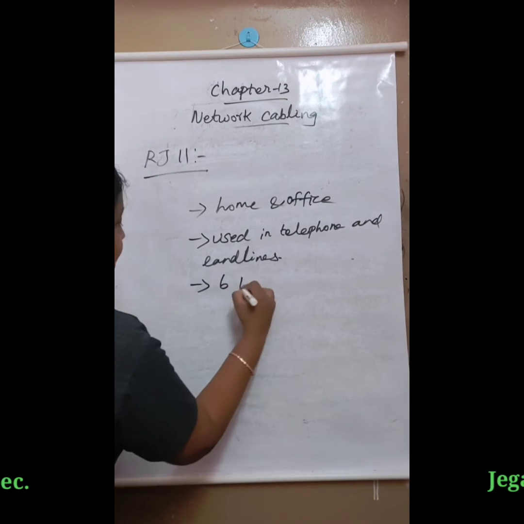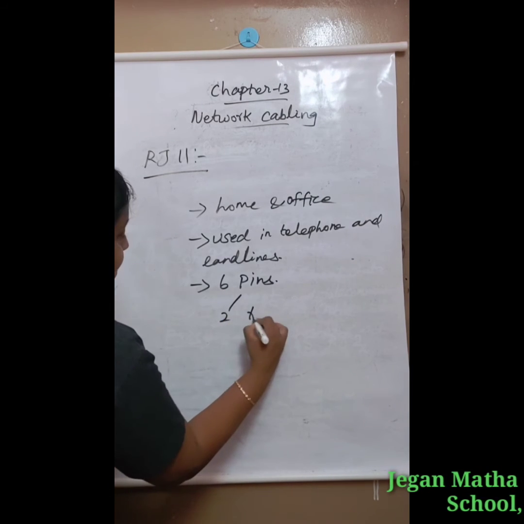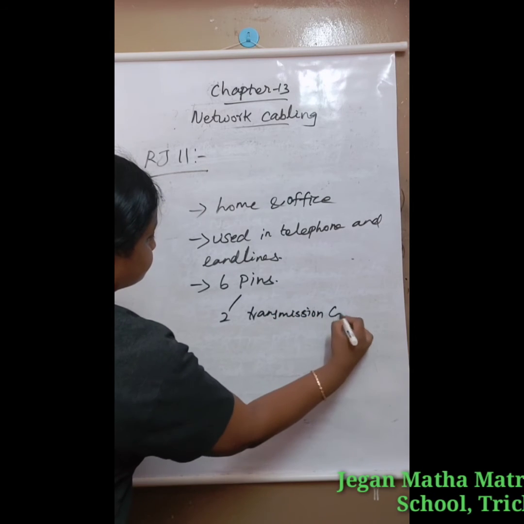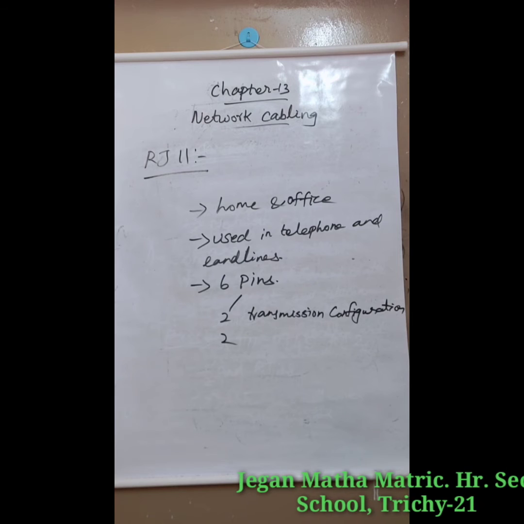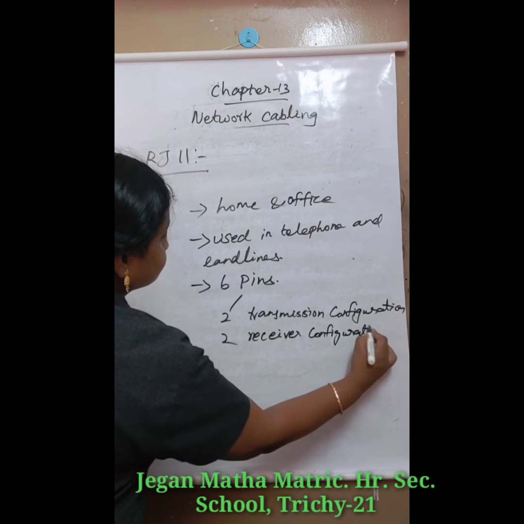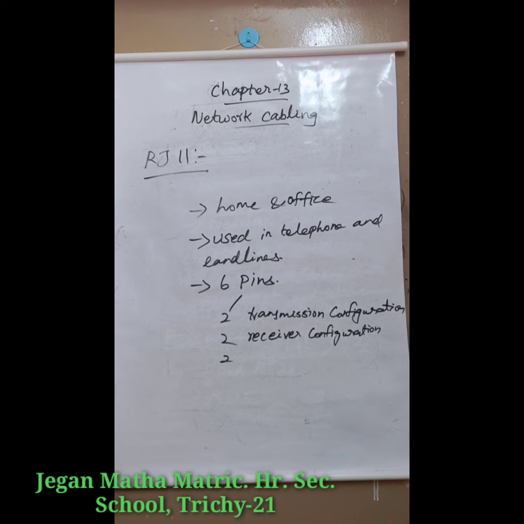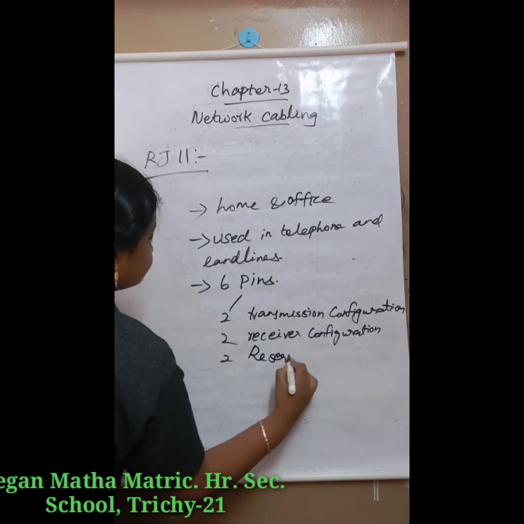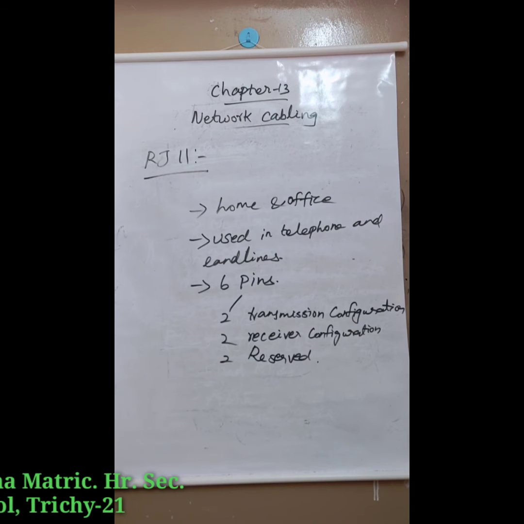When we look at the pin details, in RJ11 we use 6 pins. 2 pins give the transmission configuration, another 2 pins are used for receiver configuration, and the other 2 pins are kept reserved. The 2 pins will have a positive terminal and a negative terminal.